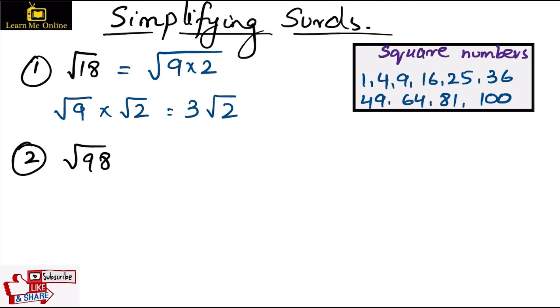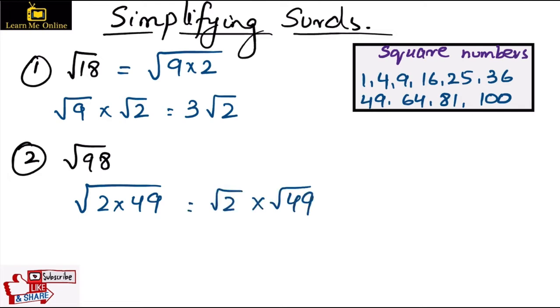In the next example we have the number root 98. Root 98 is an even number, so we see what we get if we divide it by 2. So 2 times 49 makes root 98. I'm going to split both numbers separately, so root 2 times root 49. Because we know that 49 is a square number, it can be simplified to 7, and we get 7 root 2 here. Let's have a look at the next example.